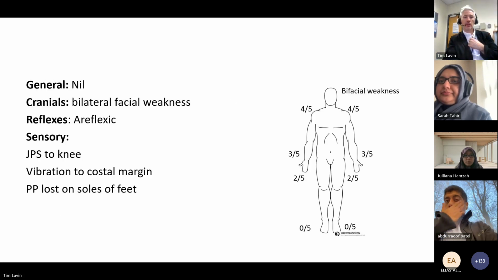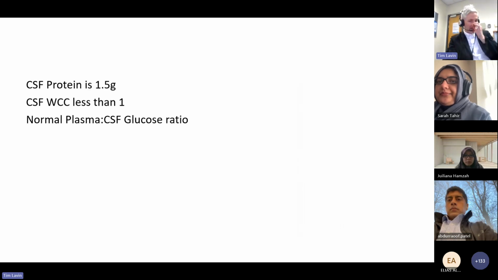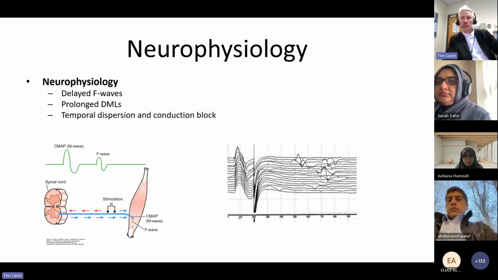And another key point here, which comes out in the history, is this bilateral facial weakness without any other significant cranial nerve loss in the context of an ascending weakness, strongly suggestive of a GBS syndrome. Elevated CSF protein is a key part. Neurophysiology is not helpful in the acute setting, but in a later setting can help confirm whether we're dealing with something predominantly what we term axonal GBS, we'll come back to that in a minute, or your typical AIDP.